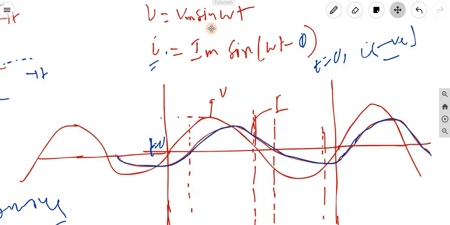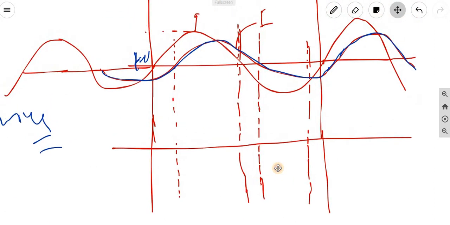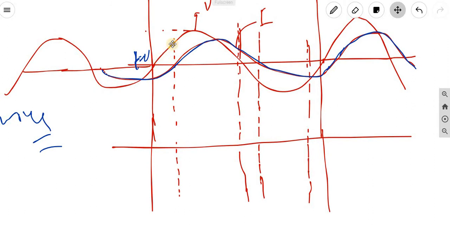Now if you see this, what will we be getting for the instantaneous power? We are dividing into some sections, just considering one cycle. See, here current is negative and voltage is positive. So what would be V into I, simply power? This would be negative.